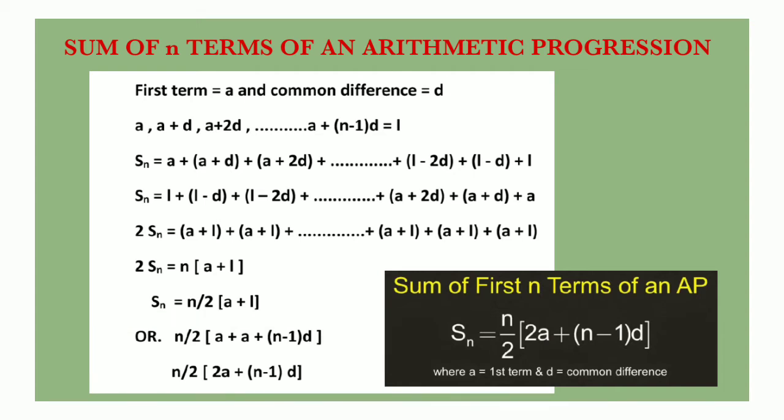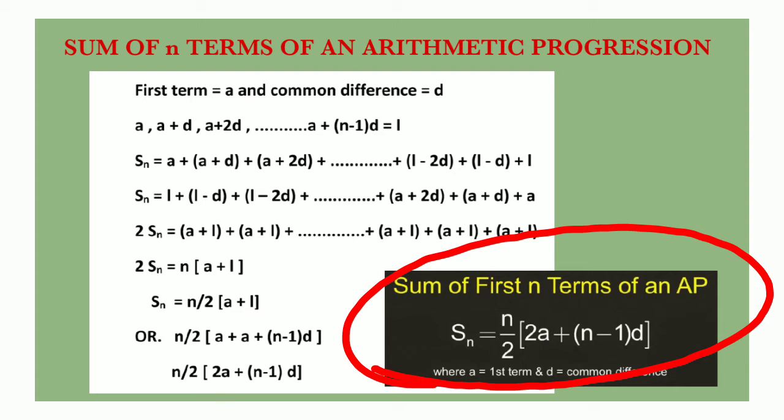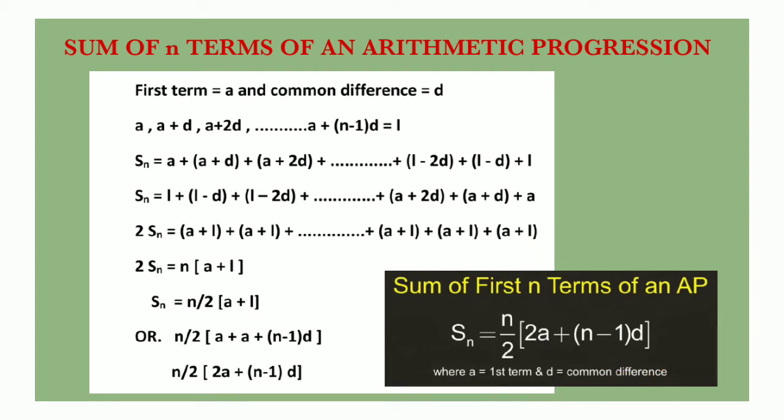Then n by 2 into a plus a means 2a plus n minus 1 into d. That means the sum of first n terms of an AP, Sn, can be written as n by 2 into 2a plus n minus 1 into d, where a equals first term and d is the common difference. Or you can write Sn is equal to n by 2 into a plus l. Both the formulas are same. You can use these two formulas. So this is the sum of first n terms of an AP.